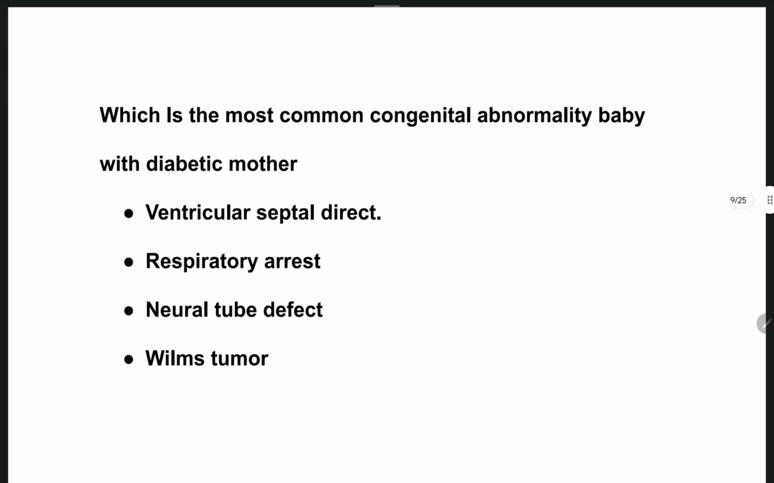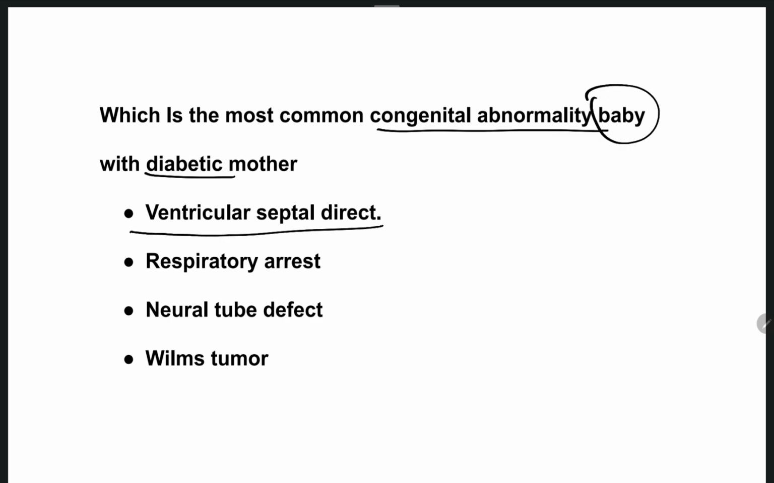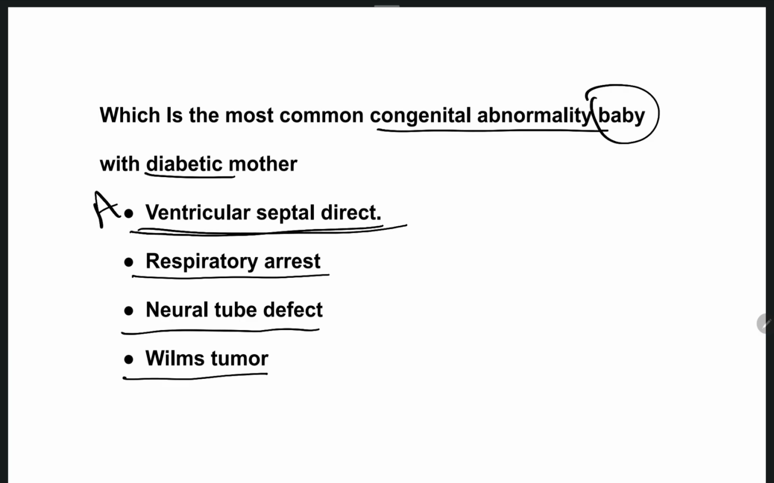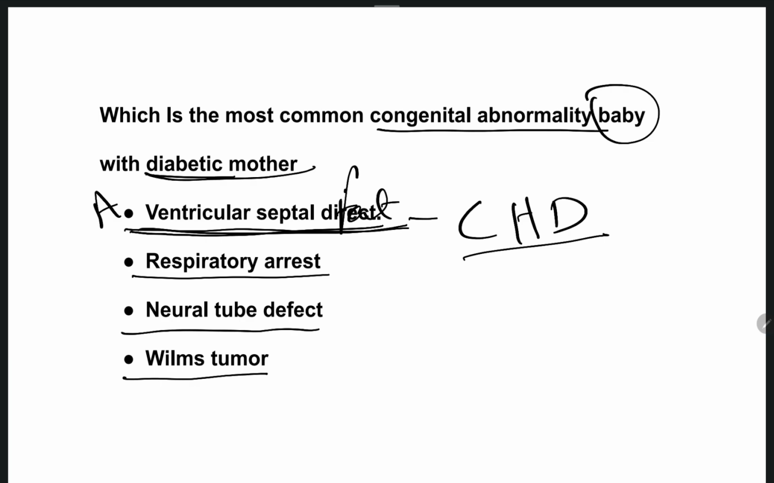The next question is, which is the most common congenital abnormality in a baby with a diabetic mother? If the mother is diabetic, what congenital abnormality can we see in the baby? Options are ventricular septal defect, respiratory arrest, neural tube defects, Wilms tumor. The right one is option A, ventricular septal defect. Congenital heart disorders we can see in the case of a mother with diabetes.